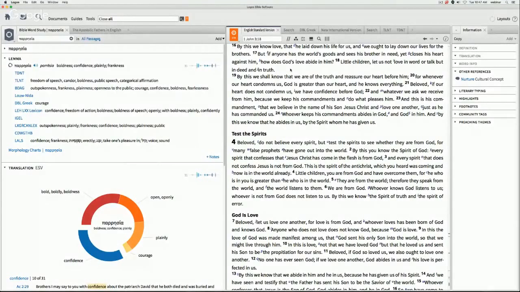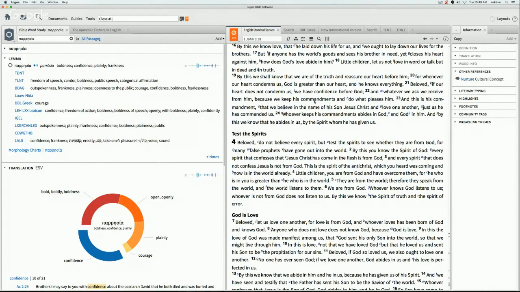For whenever our heart condemns us, God is greater than our heart, and he knows everything. Beloved, if our heart does not condemn us, we have parousia before God. And whatever we ask, we receive from him because we keep his commandments and do what pleases him.